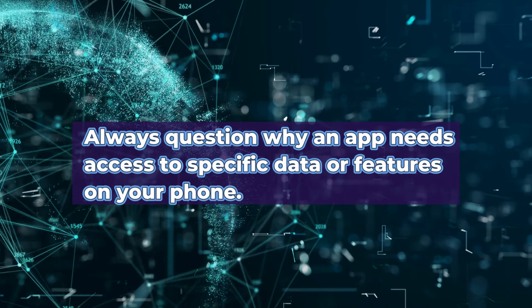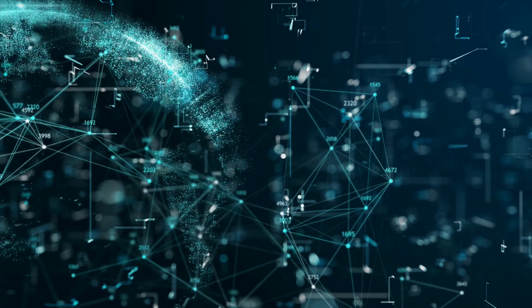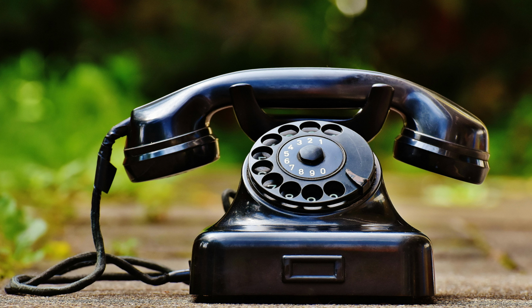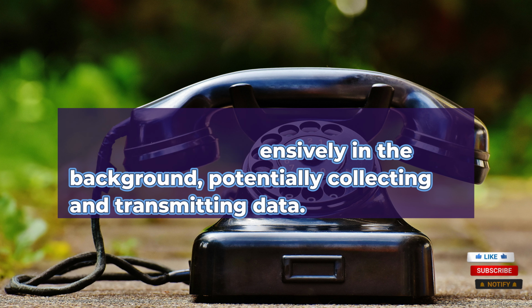Other signs might include your phone's battery draining much faster than usual, your data usage spiking unexpectedly, or your phone feeling warm even when you haven't used it heavily. This can sometimes indicate that an app is running extensively in the background, potentially collecting and transmitting data.